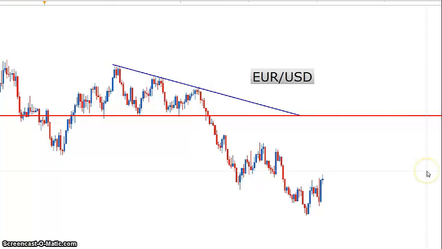Now, the first thing I have up here is the euro dollar. Obviously, we always like to start with the euro dollar because it's the number one traded currency in the world, and it's kind of the staple of the currency markets that everyone likes to look at.